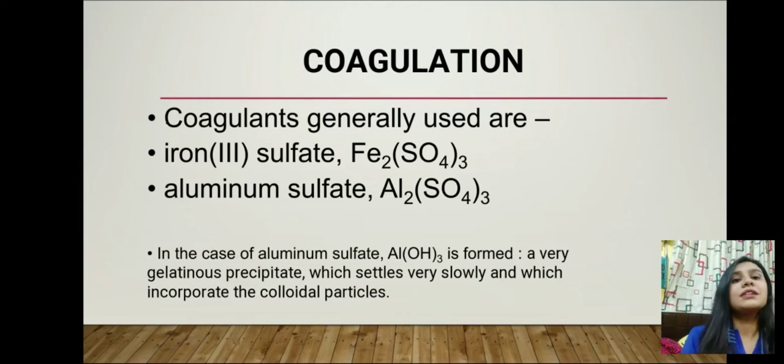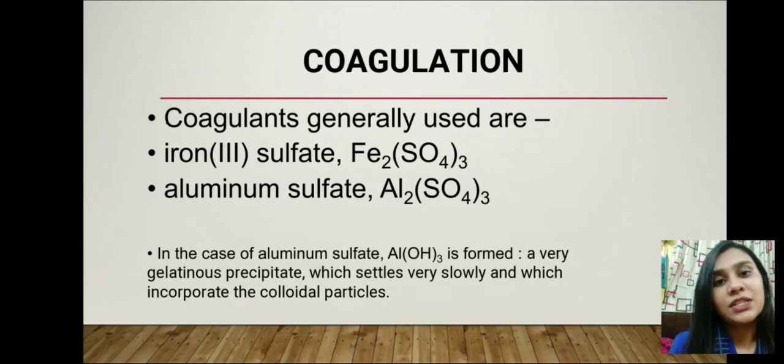The coagulants that we generally use are ferrous sulfate, iron sulfate, and aluminium sulfate. The neutral coagulants form a very gelatinous precipitate which settles very slowly and which is incorporated with the colloidal particles. As they settle, it is really important for getting the dirt out of the water.